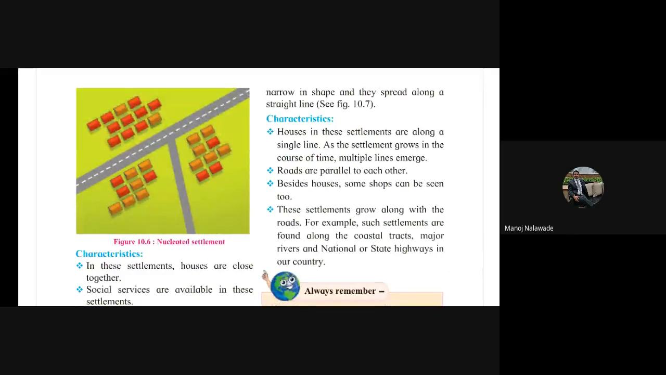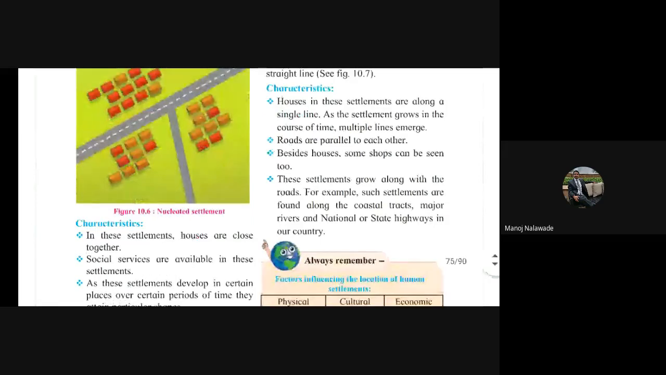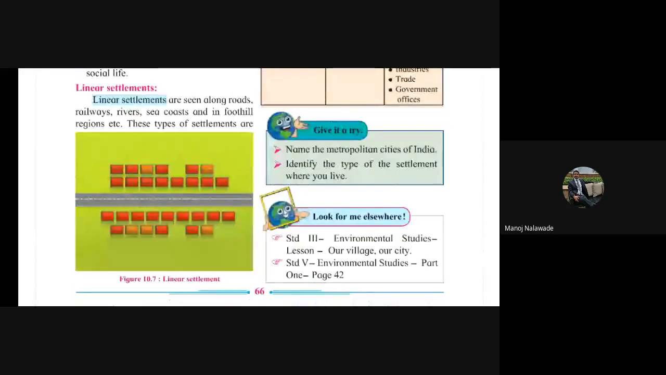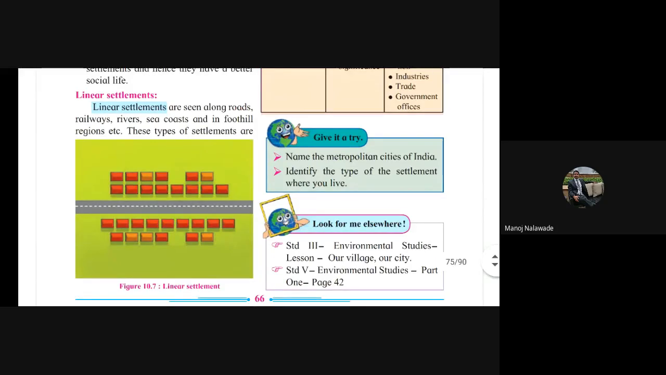As the settlement grows in the course of time, multiple lines emerge. Okay, initially what happens, only on the side of the road there is a shop or a house, then later behind that house another house comes up. Basically it becomes the second line. I hope you are able to see this second line here. First line is near the road, second line is behind those houses, or we can say whatever buildings are there.